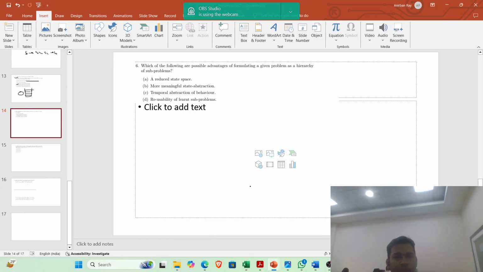So which of the following are possible advantages of formulating a given problem as a hierarchy of sub problems? So this is an important part. Okay, like why do we need to do this? You'll have found these in the lectures as well, but just to brief that. Okay, so a reduced state space. So actually what you're having is two large state spaces. So then you have to divide the state space and formulate it as a hierarchical problem.